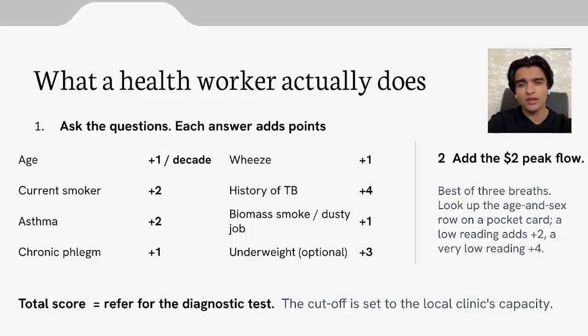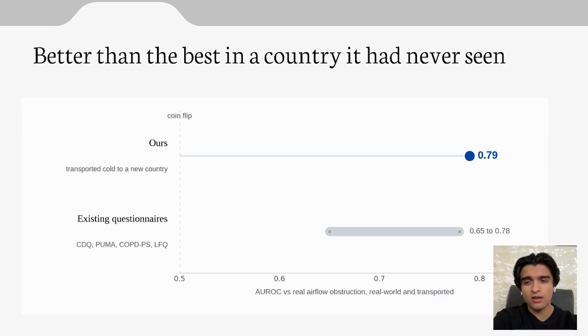And this is what a health worker actually does. They ask a short list of questions, and each answer adds points: age, smoking, asthma, wheeze, all that stuff. And then, if they have a peak flow test, the person blows into it, and a low reading gets a couple more points. The total decides who gets referred for the test, and the cutoff is set to whatever the local clinic can handle.